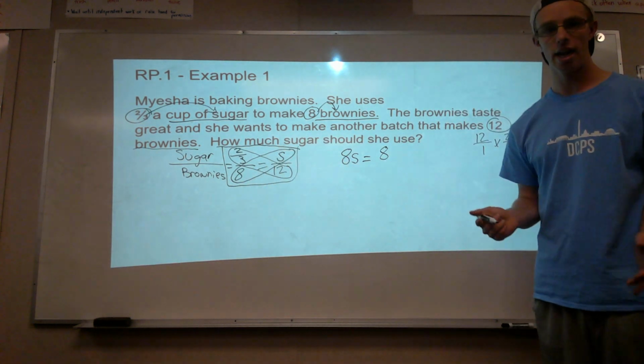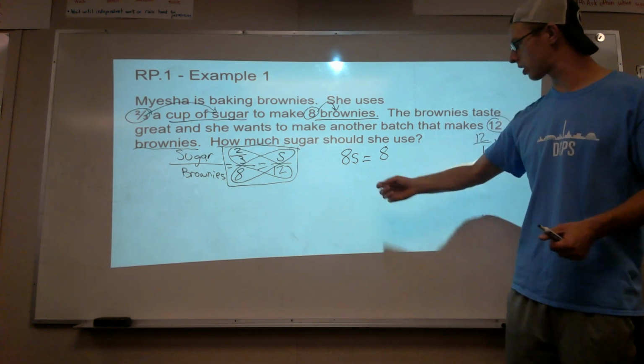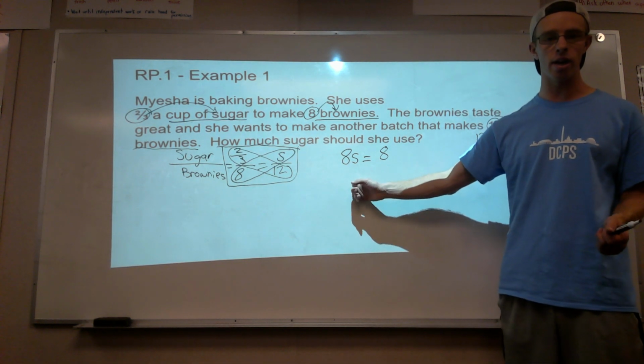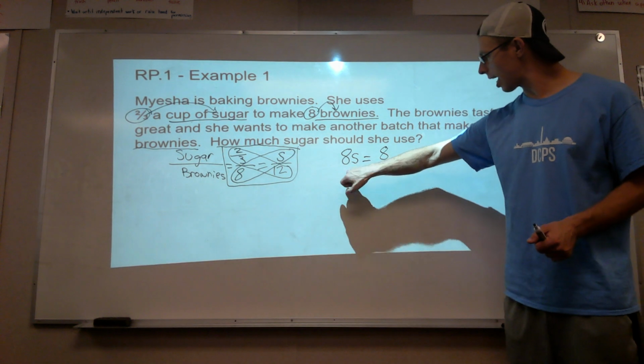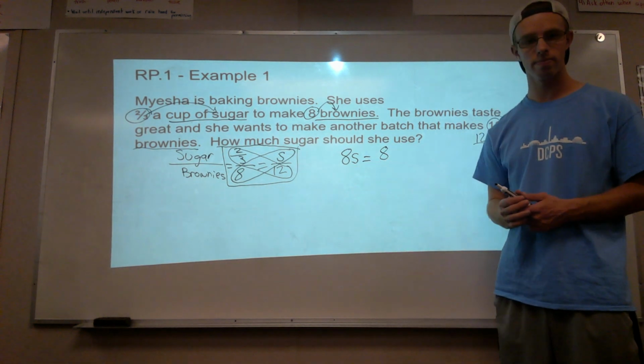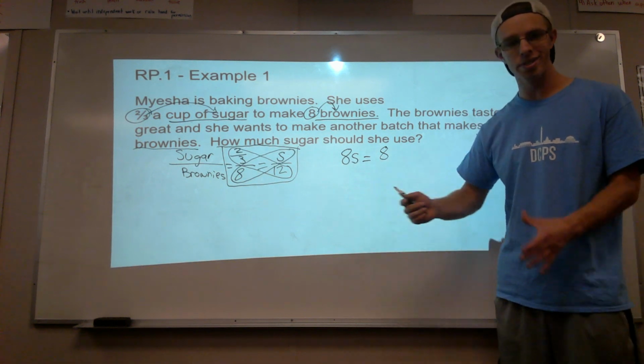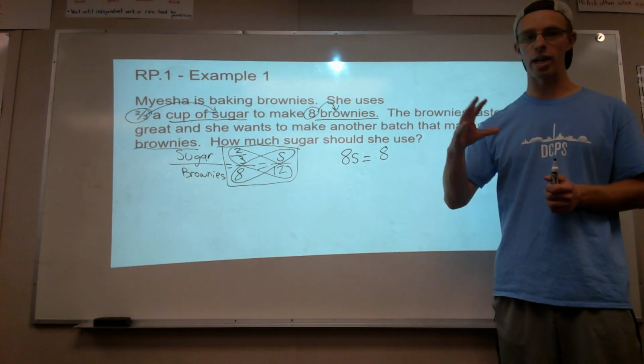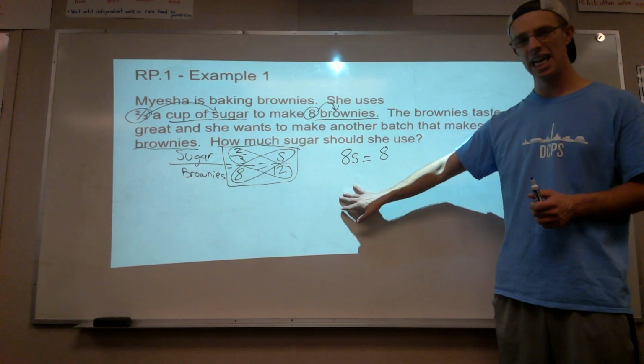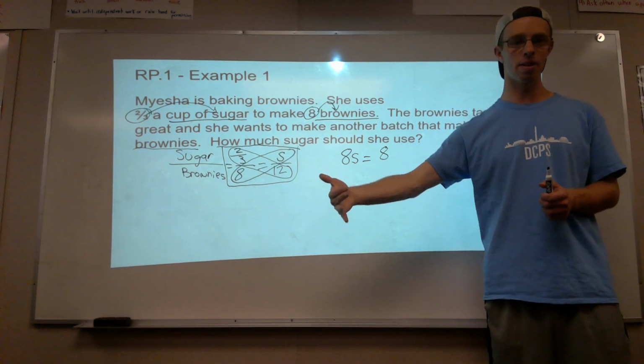8s equals 8. Now I'm just trying to get s by itself. This is a one-step algebraic equation. This is saying 8 times s equals 8. To figure that out, variables like to be by themselves. I always like to say variables are introverts. They don't like to be around numbers. To get rid of something, you got to do the opposite of what they like.